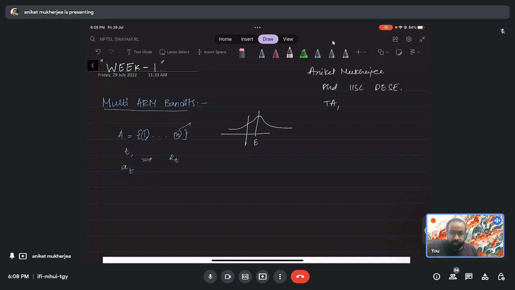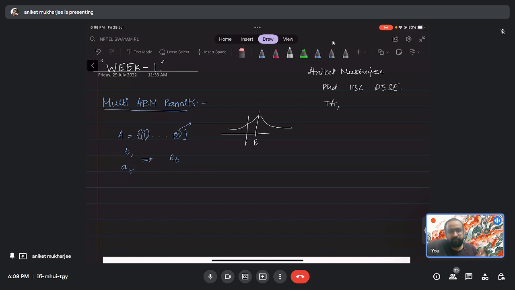What you especially want to do is find the arm which has the maximum expected reward and pull it multiple times. But since you don't know the underlying probability distribution for all those arms, you also need to learn the expected reward for each and every arm.